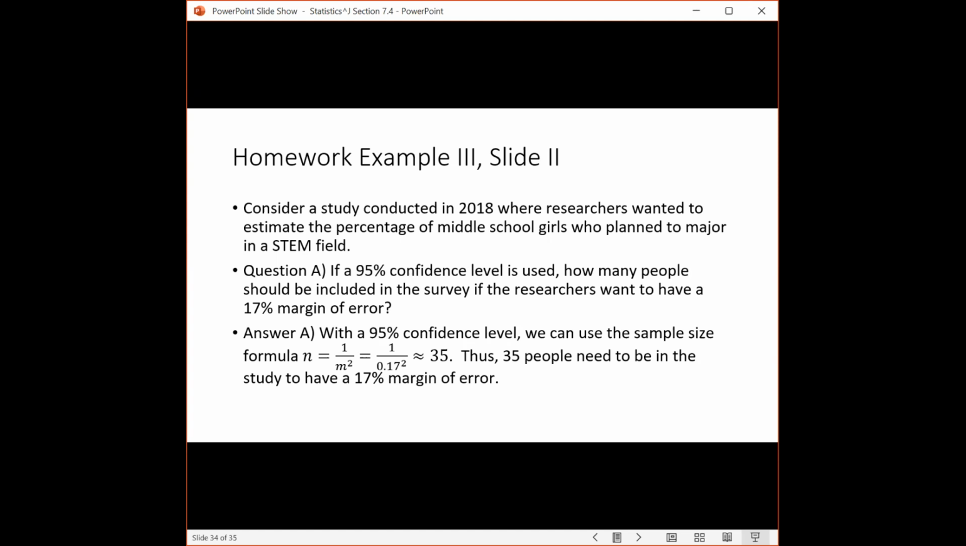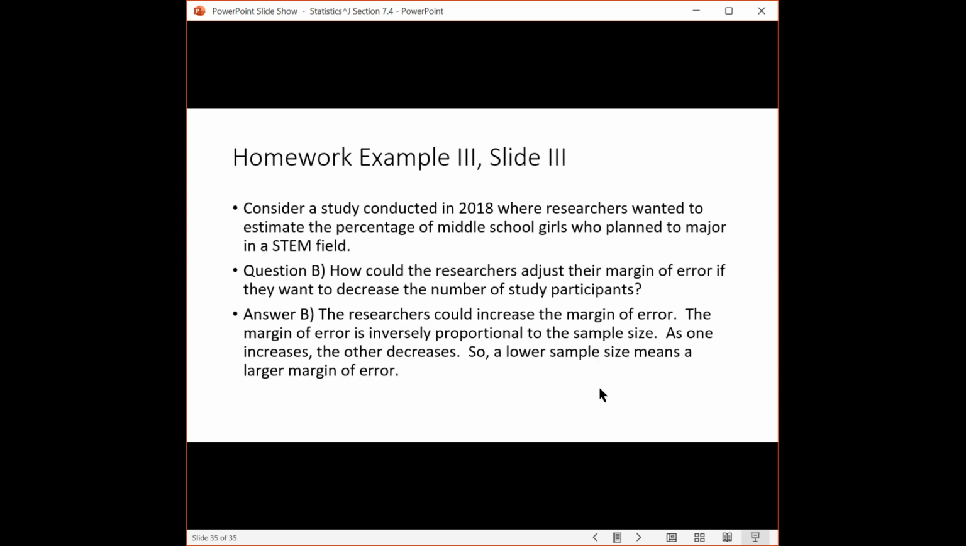All right, so first, if a 95% confidence level is used, then we can go through and pop the 17% margin of error into our formula. If you go ahead and put that in here, we end up getting 35, and that's all there is to it. You just take the margin of error and plug it in. Now, this only works for a 95% confidence level. If we have a different confidence level, then you would not be able to use this formula. All right, and so once we've done that, we can say that 35 people need to be in the study to have a 17% margin of error.